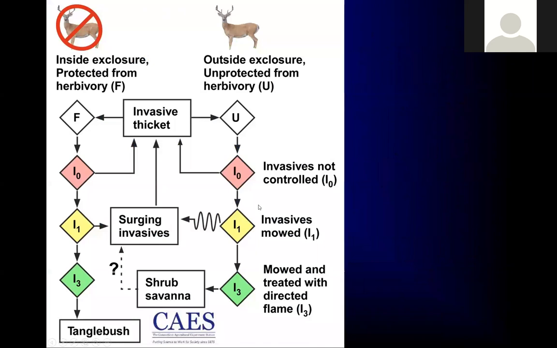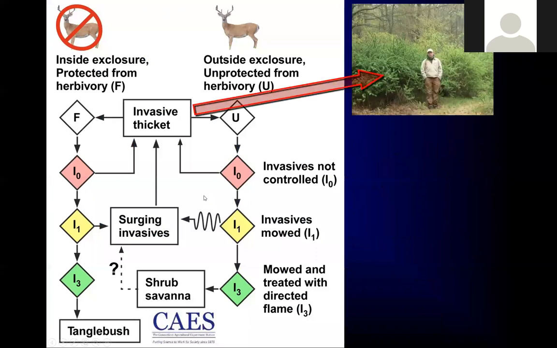Oh, here's a complicated graph. If you want to read one of the papers, I can send you the papers that'll explain it all, but let me explain it to you in pictures. If you look at the top squares and diamonds that are in white, those are areas where we didn't mow, didn't do any control. We either put a fence up or we didn't. And as I just said, we saw no difference either inside or outside the fence. We just did not get any regeneration. The invasives did continue to do just fine.